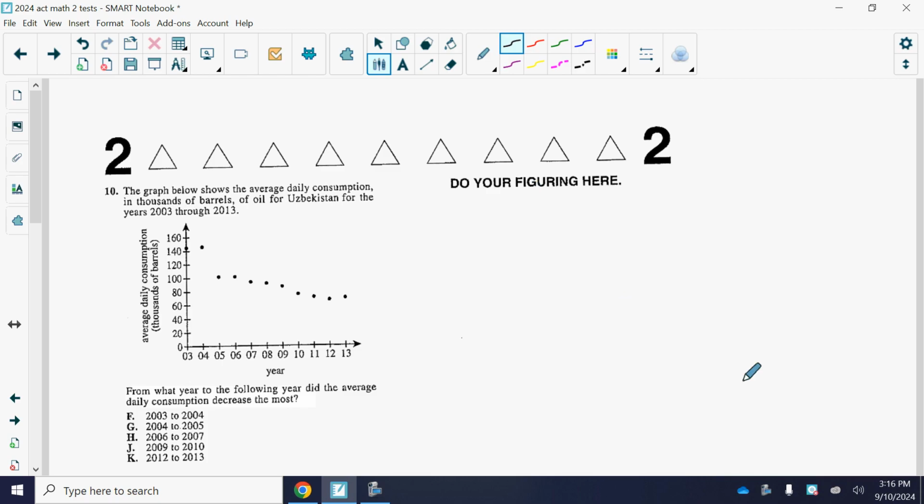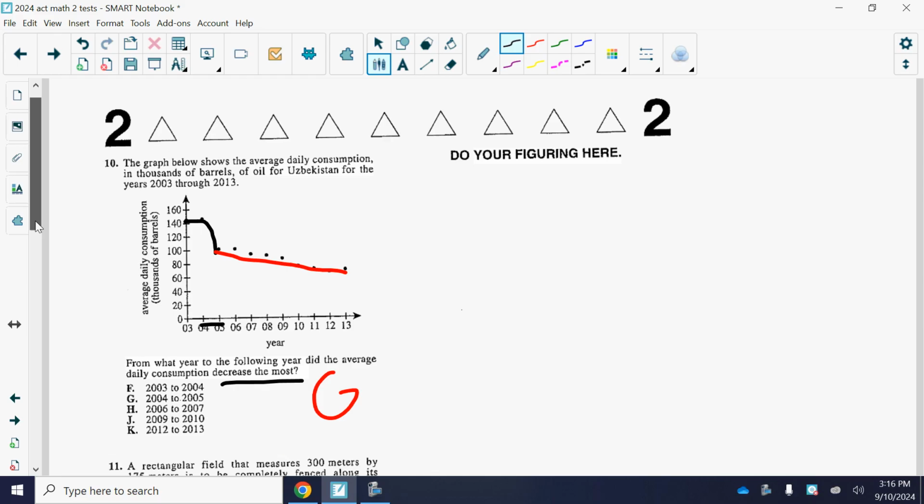All right, what's this? For what year did the average consumption decrease the most? Kapow! It's going steady, boom, and there's the year, 2004 to 5, it plummeted. Answer G. After that, it looks like it went steady, down a little, but maybe a raise at the end there.